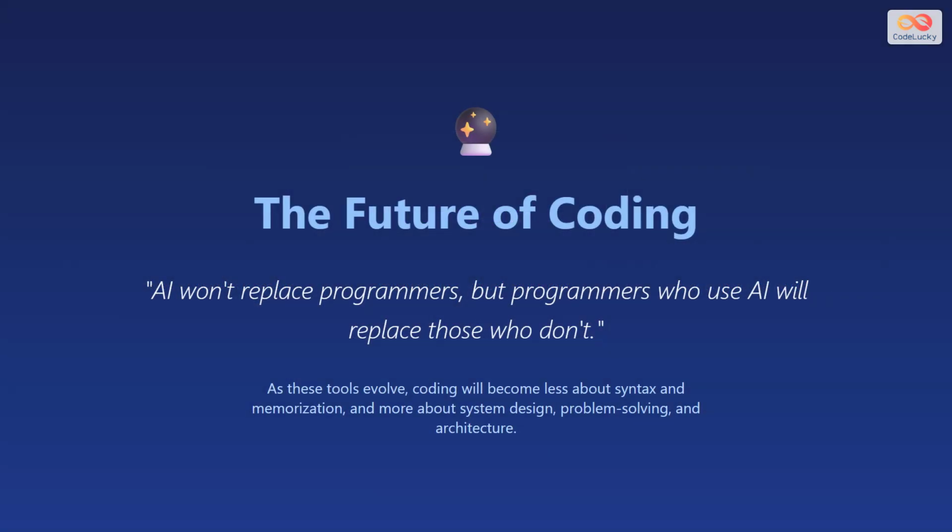Looking ahead, the role of a developer is shifting. We are moving away from memorizing syntax and toward high-level problem solving and system design. As the saying goes, AI won't replace programmers, but programmers who use AI will replace those who don't. Embracing these tools is key to staying relevant in the future of software engineering.